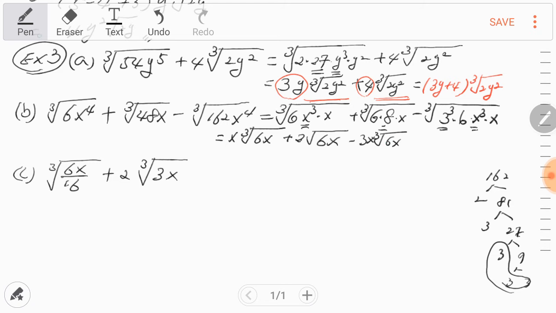All these terms have cube root of 6x. This is cube root of 6x, cube root of 6x. So we can factor that out so that we can add all the other factors. x plus 2 minus 3x, cube root of 6x. Then x minus 3x is negative 2x, plus 2, cube root of 6x.